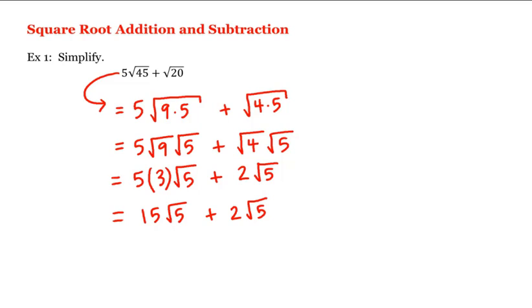And finally, we can combine these. If we have 15 square root of 5 plus 2 more, then we have 17 square root of 5, which would be our answer.